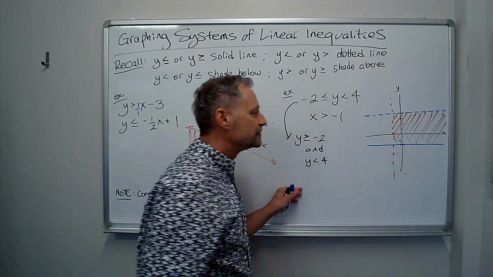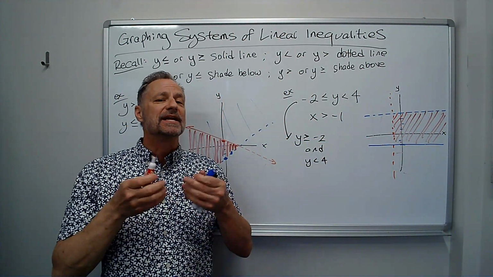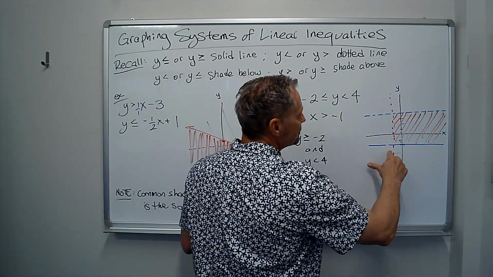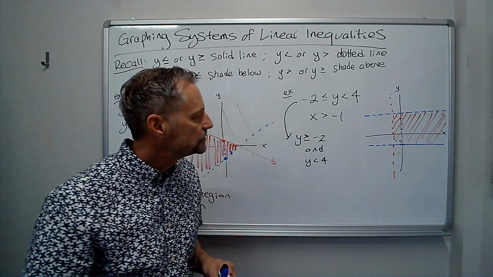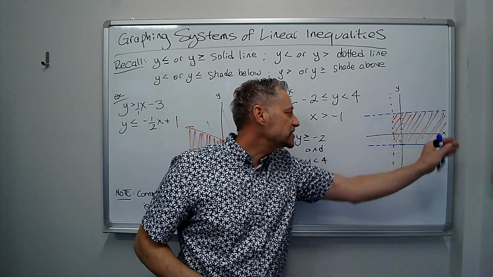And we can say that, hey, that's my answer, because that's the dark shaded region. That's the region that satisfies both. Again, technically, we'd have to take that out. So it's this solid line up to that dotted line, but only to the right of -1.